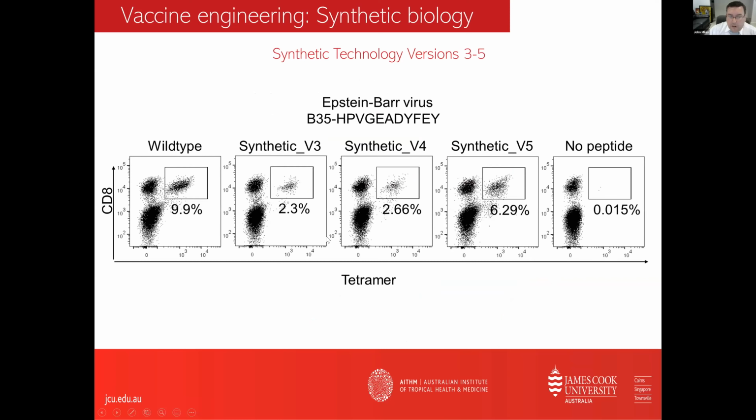Again, we're working on various synthetics. We just want to mine it to get the best, most potent synthetic, and hopefully the cheapest. So here's wild type, here's synthetic version 3, a synthetic version 5, and no peptide.